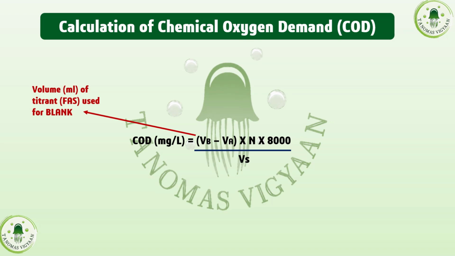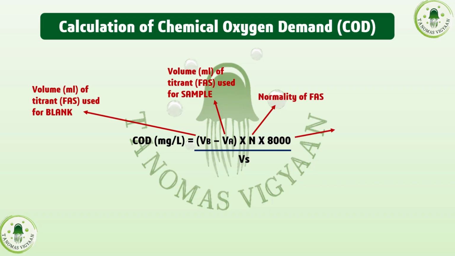In case of DO, that is dissolved oxygen, and BOD, the titrant used was sodium thiosulfate. Here in the COD experiment, the titrant is FAS. So do not get confused here. So VB is the volume of the titrant FAS used for blank. VA is the volume of the titrant FAS used for sample. N is the concentration of FAS. 8000 is the equivalent weight of oxygen into 1000, and Vs is the volume of the water sample. So this is the whole formula of the COD.